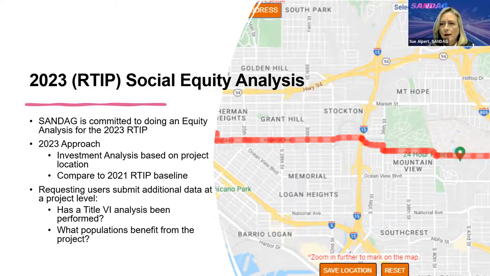So this equity analysis will be an appendix to the 2023 RTIP, and it'll be available in the draft that goes to Transportation Committee in July and is released for public comment. So I think that's all that we have. We're going to forward to the next slide.